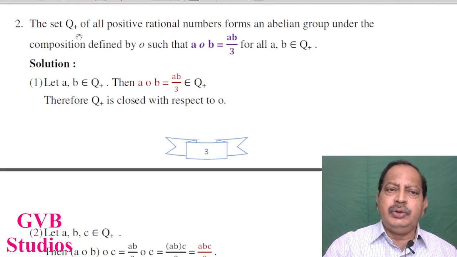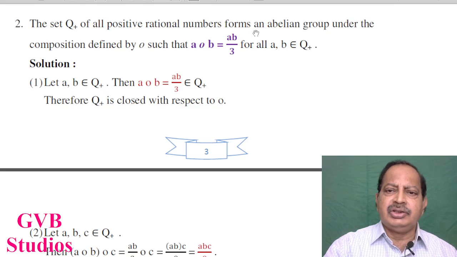The set Q plus of all positive rational numbers forms an abelian group under the composition defined by circle such that A circle B is equal to A into B by 3 for all A, B belonging to Q plus. Here I am taking positive rational numbers, and the set is denoted by Q plus. I am defining a binary operation on Q plus by A circle B is equal to the product AB by 3 for all the elements of Q plus. So we have to verify all the postulates of the group, abelian group.